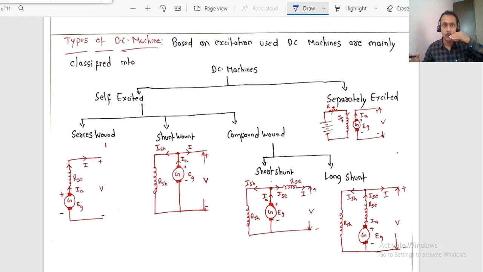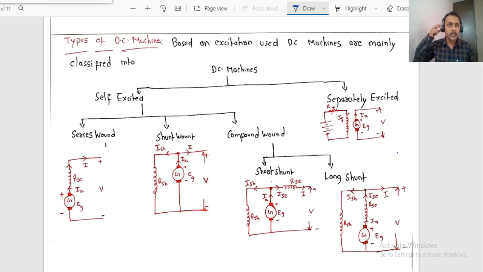In this video, we are going to discuss the types of DC machines, right? Depending upon the type of excitation used, DC machines are mainly classified into self-excited and separately excited. And again, in the self-excited case, we have series wound, shunt wound, and compound, and again in compound we have short shunt and long shunt.